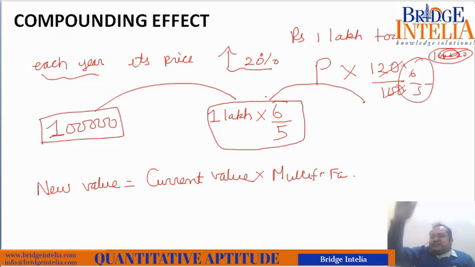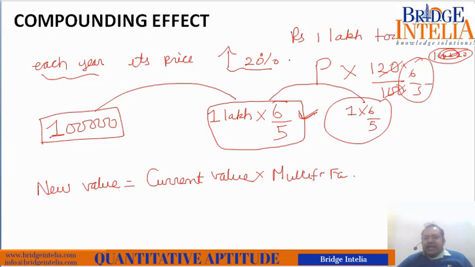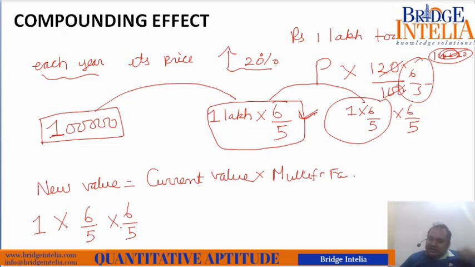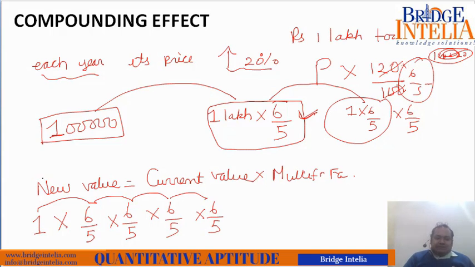One more year later, now this becomes the current value. As soon as the increase is brought, the current value is changed. So next year, again, if you try to calculate, the current value is this much, and this now is again to be changed by 6 by 5. Similarly, as each year passes, to find the new value, you have to keep multiplying by 6 by 5. So what is the value after 4 years? That means you have to multiply by 6 by 5 four times.